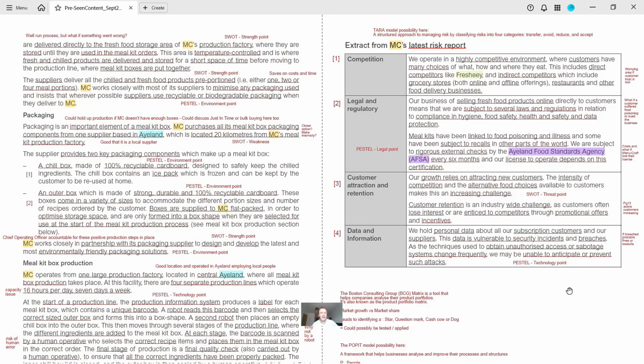Next, in terms of attraction and retention, growth relies on attracting new customers. There is scope for this in Ayland, as we've seen above. And then in terms of alternative food choices, there are increasing challenges about competition. From a SWOT analysis point of view, this is definitely a threat that customers could go elsewhere. Customer retention, again, is a challenge, so they can lose interest, and they can be enticed by other competitors, maybe with promotional offers and incentives.